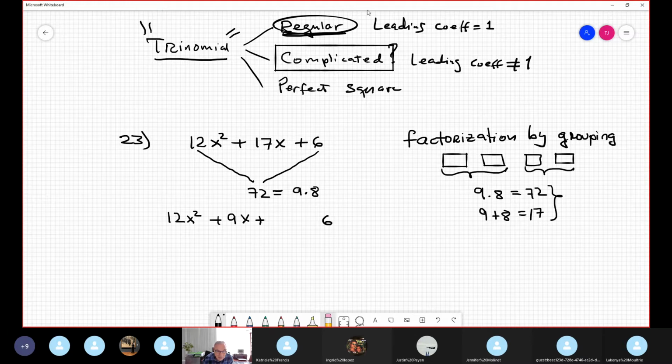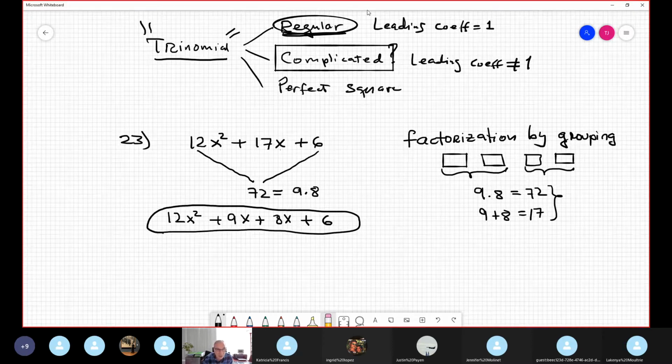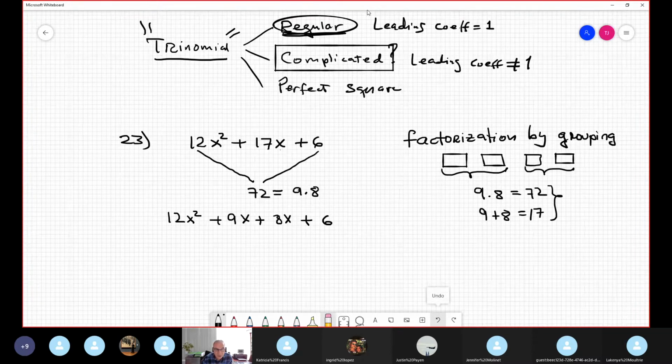9x plus 8x plus 6. Basically this expression is perfectly equivalent to the original. But what is the only difference? In the original we have a trinomial, and the new one, which is equivalent, we have 4 guys, and you apply factorization by grouping. This is the idea.